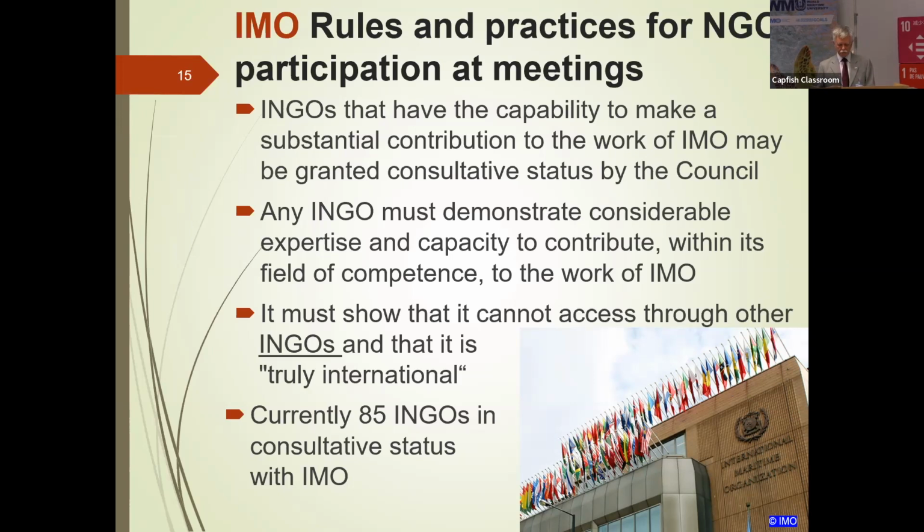Like for FAO and ILO, any organization seeking consultative status with IMO has to demonstrate considerable expertise as well as the capacity to contribute within its field of competence to the work of IMO. In addition, it must also show that it has no means of access to the work of IMO through another organization already in consultative status, and that it is truly international in its membership, namely that it has a range of members covering a broad geographical scope and usually in more than one region. To date, there are 85 international non-governmental organizations in consultative status with IMO.